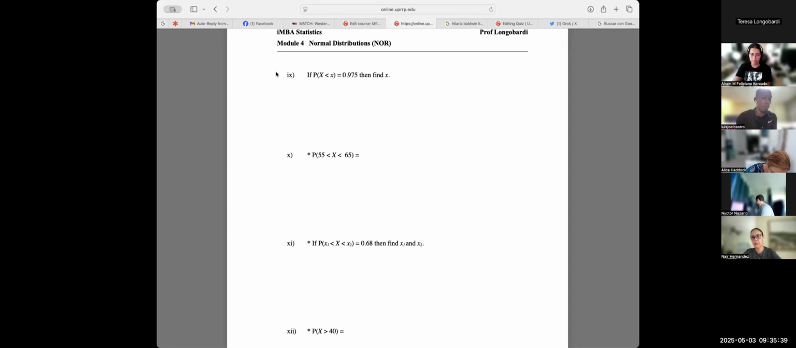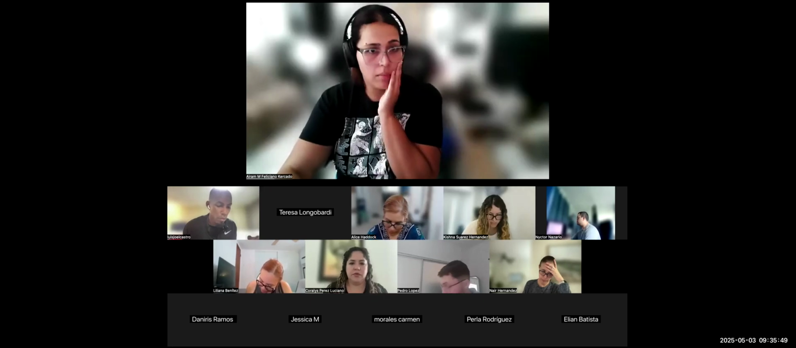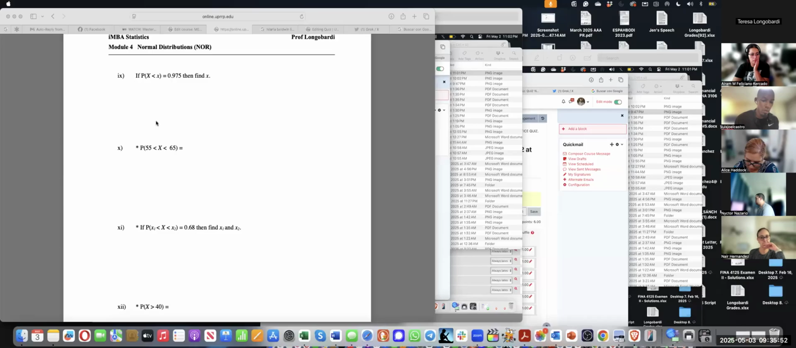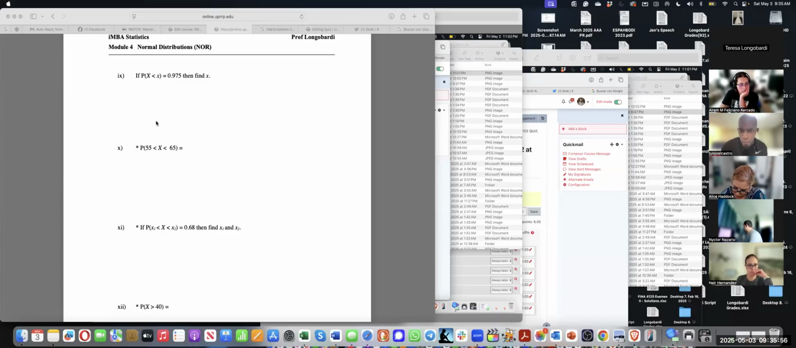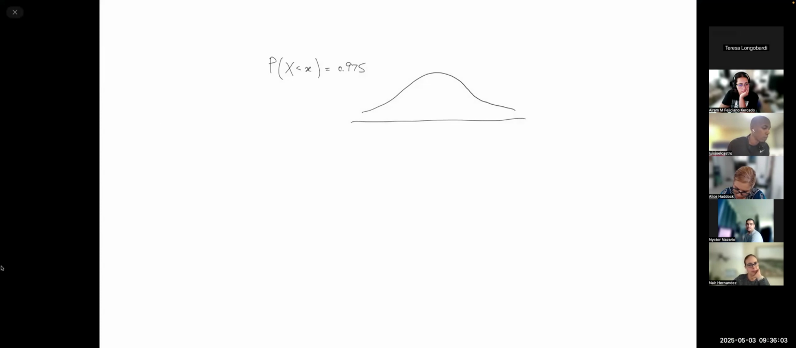All right, so this is the drawing. So where do I put the x? So this is backwards. I give you a probability and you have to draw it with the x. Where would the x go here? To have on the left of it 97.5. If I was here, the left would be 50. So I need to go a little more here, right? So somewhere around here, let's say.